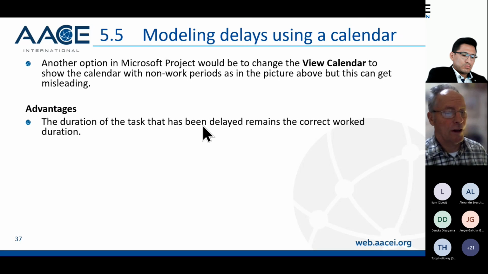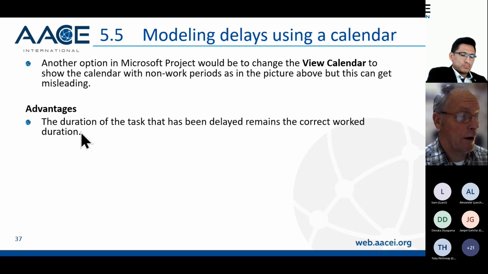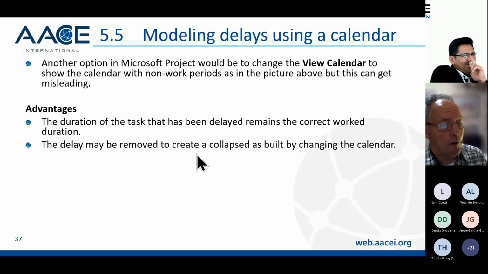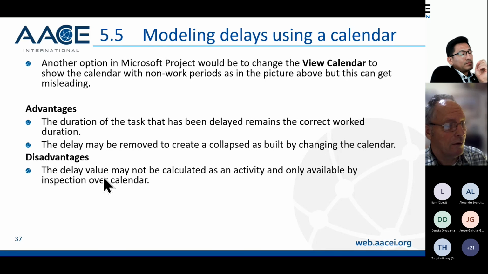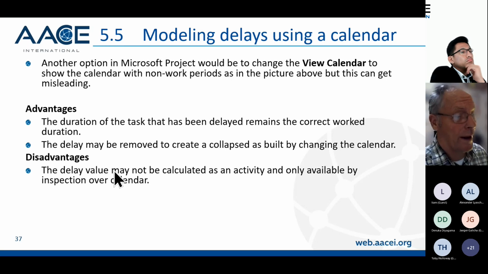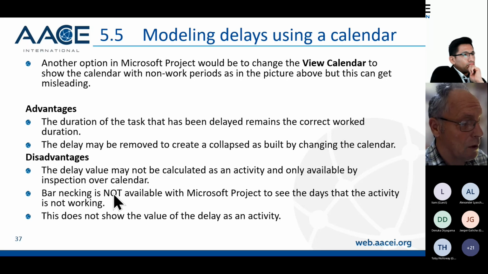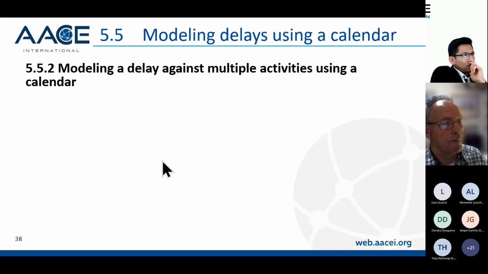So the duration of the task that has been delayed remains the correct work duration. Just remember that when you apply a calendar, the duration of the task is the work duration. The delay can be removed to create a collapse as built by changing the calendar. The disadvantage is the delay value may not be calculated as an activity and is only available by inspecting the calendar. So to get the delay value, you have to go to the calendar and count the days. Bar necking is not available in Project to see when the activity is not working. And this doesn't show the true value of the delay against the activity because of the way this software calculates.